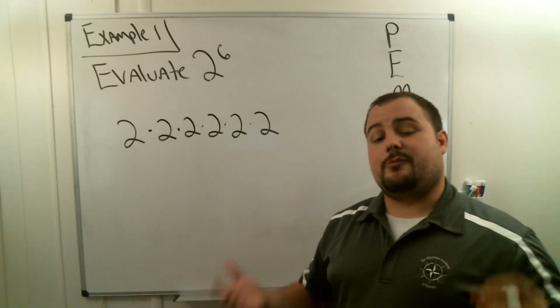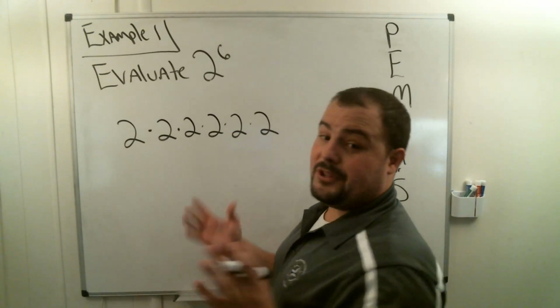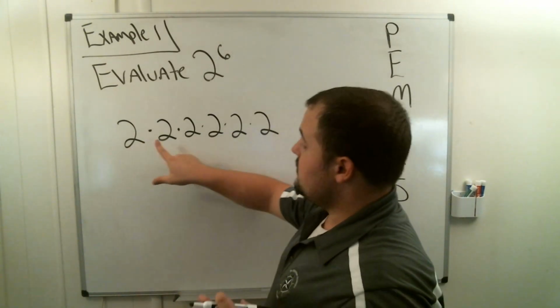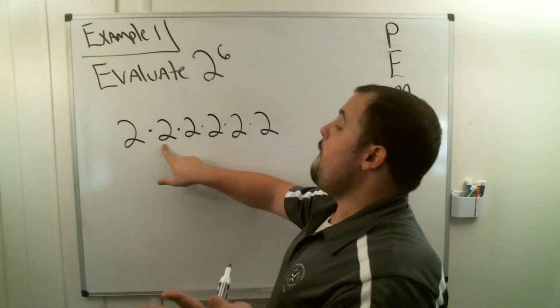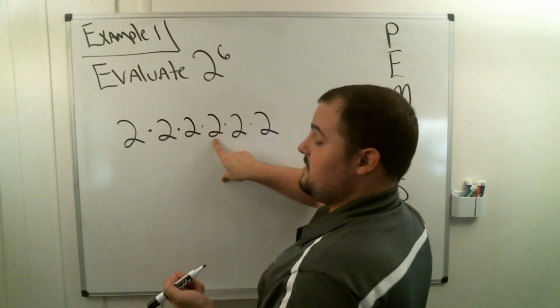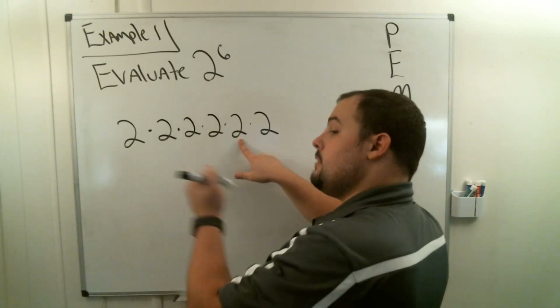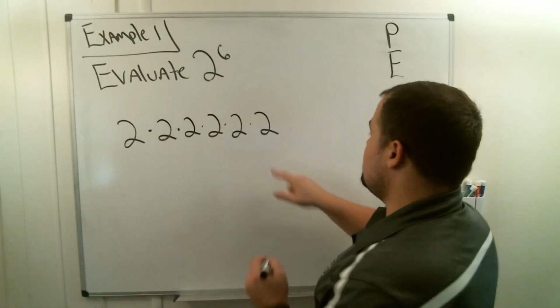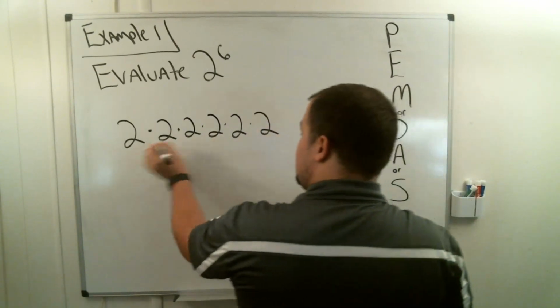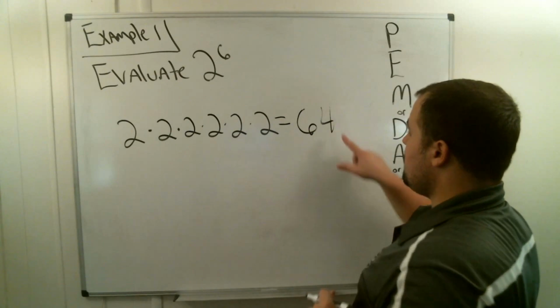Now, to evaluate, we actually have to solve. So I'm going to go through this a little bit at a time without a calculator. 2 times 2, that's 4. 4 times 2, that's 8. 8 times 2, that's 16. 16 times 2, that's 32. And 32 times 2 is 64. So this right here is actually equal to 64.